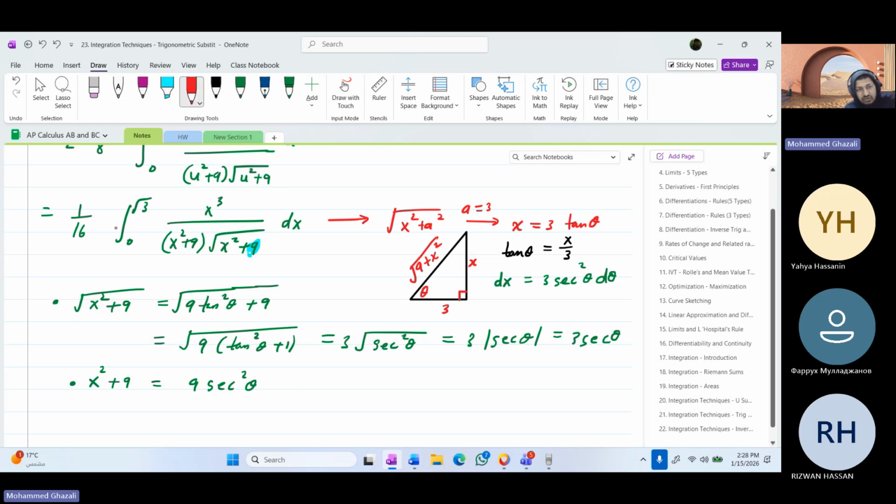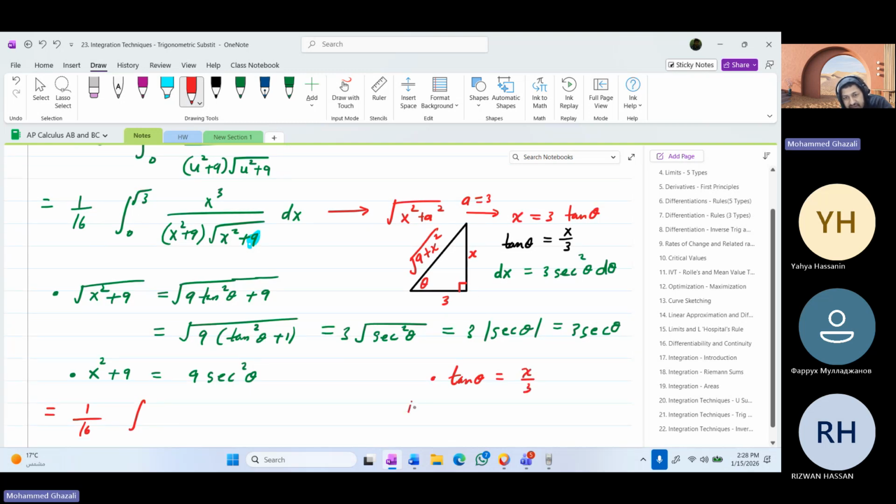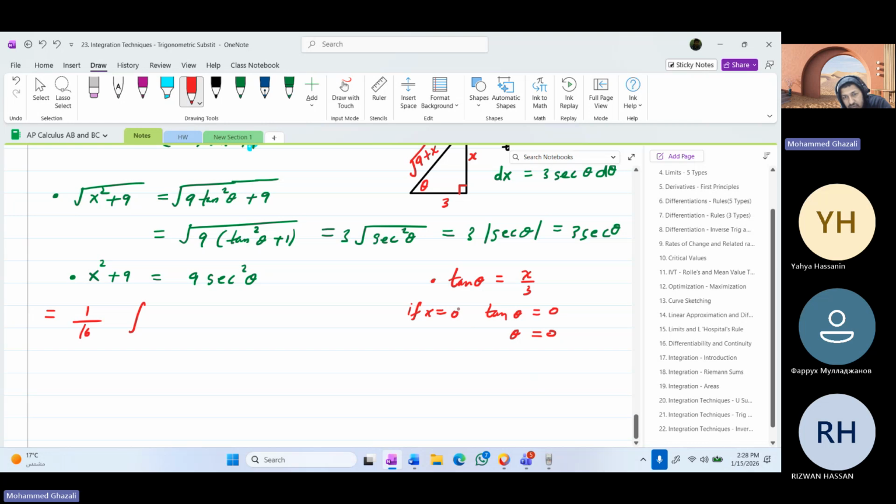Now, you also need to change the boundaries. So the integral is now 1 over 16 integral. Now, what is theta when tan is 0? Remember, tan theta is equal to x over 3, right? I'm changing the boundaries because it's a definite integral. You're changing everything in terms of trig now. If x is 0, we're getting tan theta equal to 0 over 3, which is 0. So tan of 0 is 0, right? So theta is equal to 0.